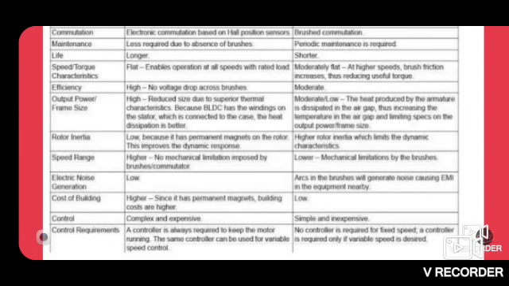Next, regarding the control requirements, the BLDC motor has a controller always required to keep the motor running. The same controller can be used for the variable control. But for the BDC motor, no controller is required for fixed speed. A controller is required only if variable speed is desired.